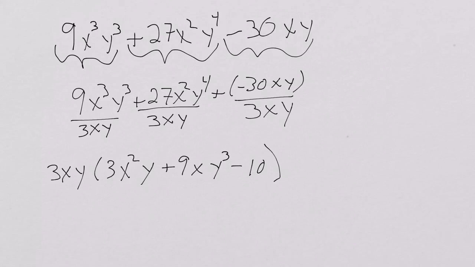So even though this equation right here is considerably more difficult than what we started with right at first, it still factors by the exact same procedure. So 9x cubed y cubed plus 27x squared y to the fourth minus 30xy will actually factor to 3xy times 3x squared y plus 9xy cubed minus 10.